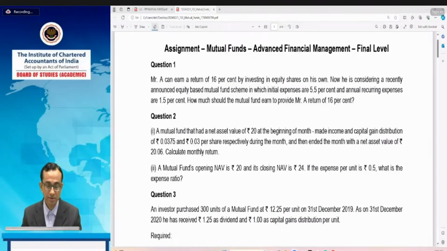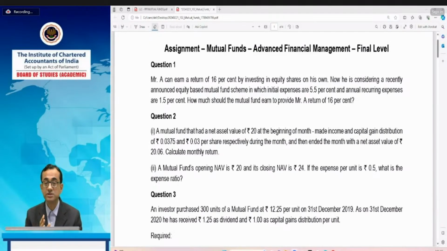This is the first question in front of you. Question number one of the assignment: Mr. A can earn a return of 16% by investing in equity shares on his own. Now he is considering a recently announced equity based mutual fund in which initial expenses are 5.5% and annual recurring expenses are 1.5%. How much should the mutual fund earn to provide Mr. A a return of 16%? So, what do you understand by this question? The question is asking that Mr. A can earn a return of 16% by individually investing in the stock of a particular company. Now, if he wants to invest in a mutual fund and he is expecting the same return of 16%, then how much should the mutual fund earn in order to provide Mr. A the return of 16%.